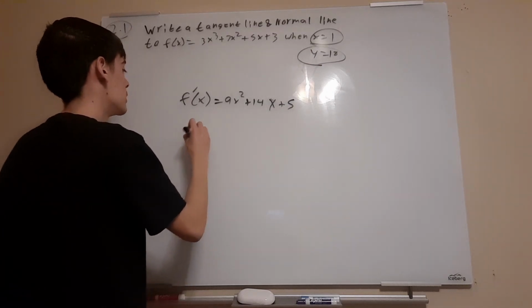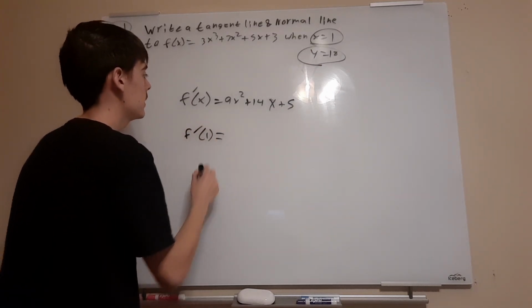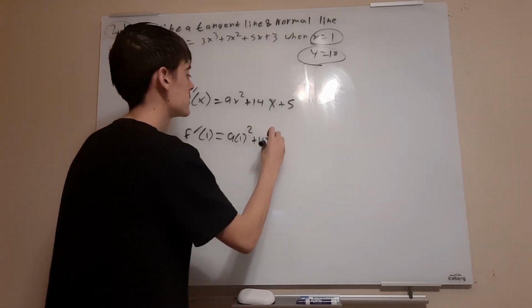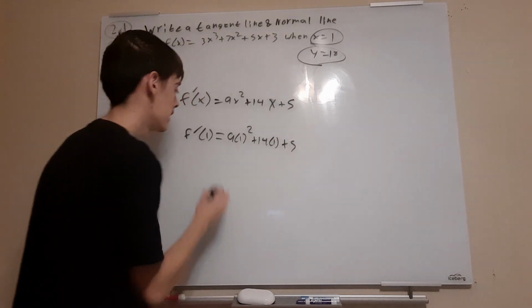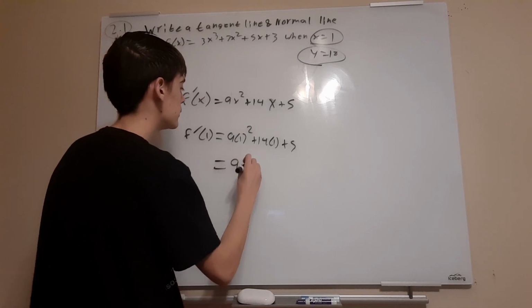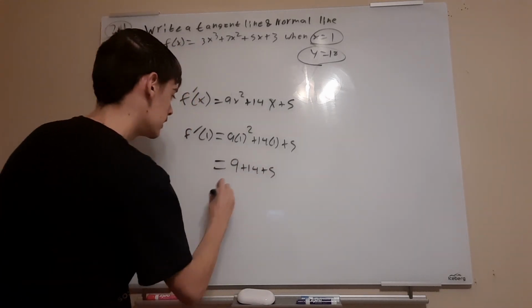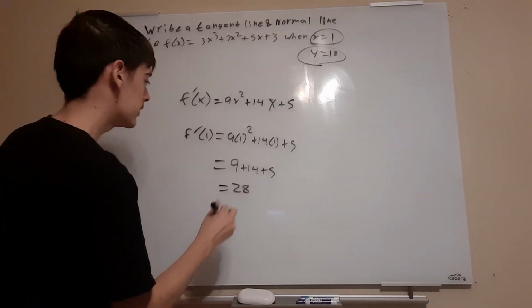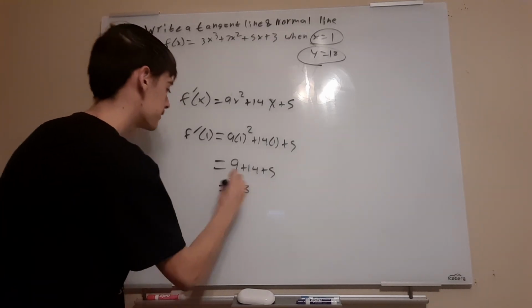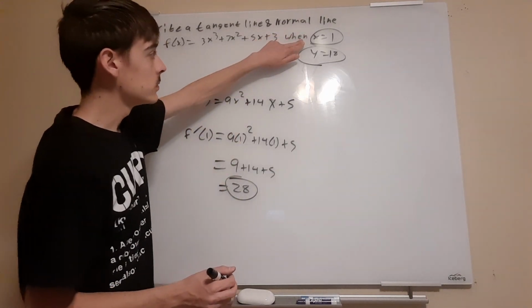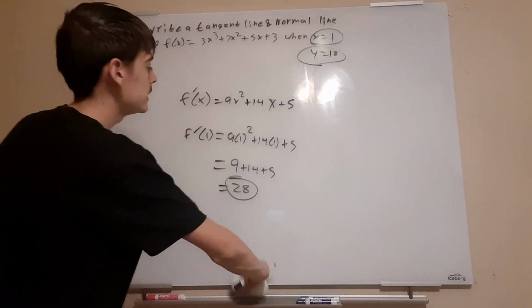to get our slope. So f prime of 1 again is going to be 9 times 1 squared, plus 14 times 1, plus 5. This is going to equal 9 plus 14 plus 5, and that is going to equal 28, I believe, if I did that right in my head. Yeah, 28. So our slope is 28, our x value is 1, and our y value is 18.